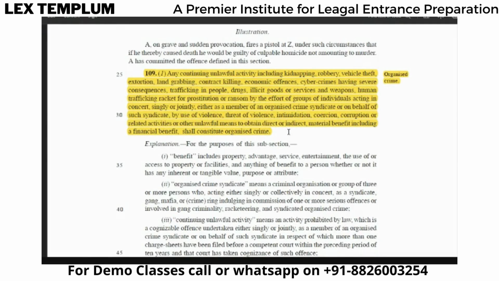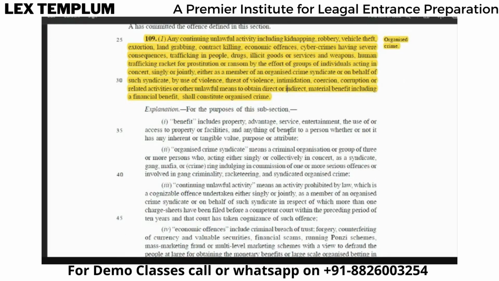All the offenses that are covered. It's a continuing activity. So it is not merely use of violence, it means a threat of violence also. There can be intimidation also, coercion, corruption. Any financial benefit that is being acquired through unlawful means is also punishable under section 109 of this Bhartiya Nyaya Sanhita. Is this much clear? Is this part of this section clear? Yes, ma'am. Okay.